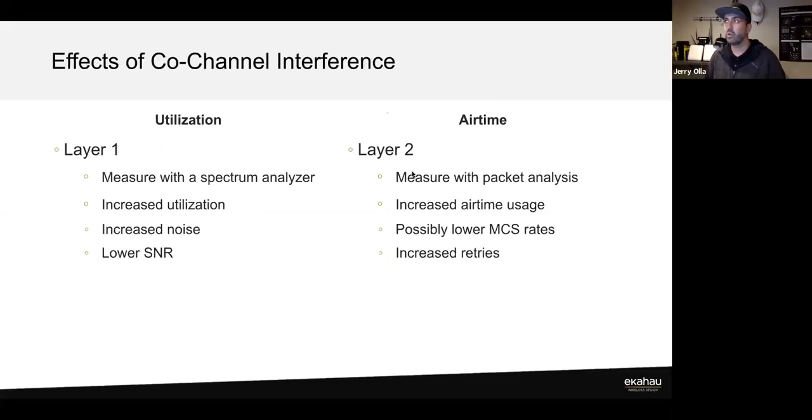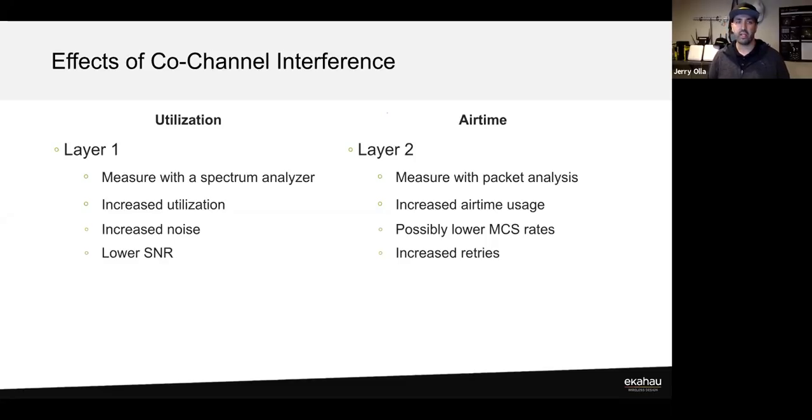All right, well, we'll continue on for now. Let's talk about the effects of co-channel interference. So I like to break this down, and I think there are 2 main things here. There's looking at the effects of co-channel interference from a layer 1 perspective, and then looking at the effects from a layer 2 perspective.